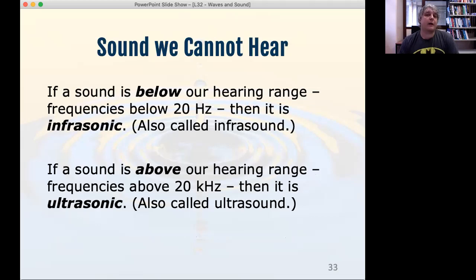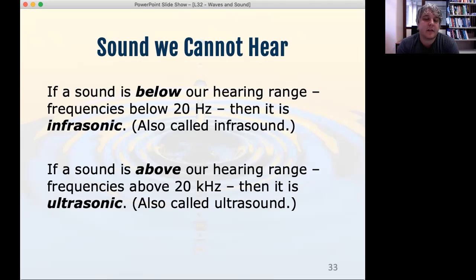If a sound is below our hearing range, so less than 20 hertz, then we call it infrasonic or infrasound. Infra meaning below, so it's basically saying it's below what we can hear. The opposite side of that is ultrasonic, ultra being above. Ultrasonic is above 20,000 hertz, so above our hearing range, also called ultrasound.